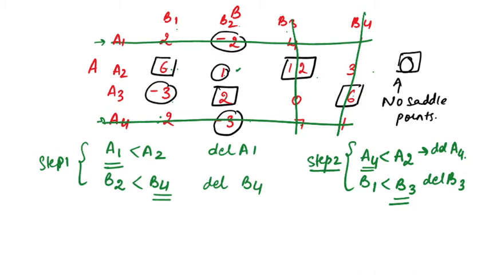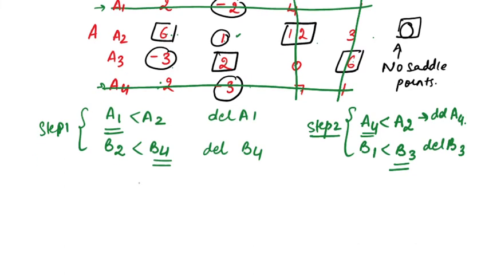So now we are left with the 2 cross 2 matrix. Which 2 cross 2 matrix? Here we have A2 and A3 strategies left for A, and for B we are left with B1 and B2 strategy with the elements 6, 1, minus 3 and 2. So again here we will first see whether we are able to find the saddle point or not. If not, we will move on to the odds method or probability method.